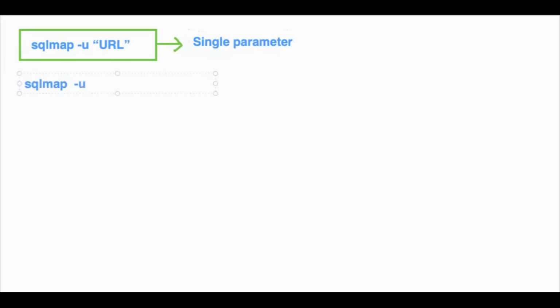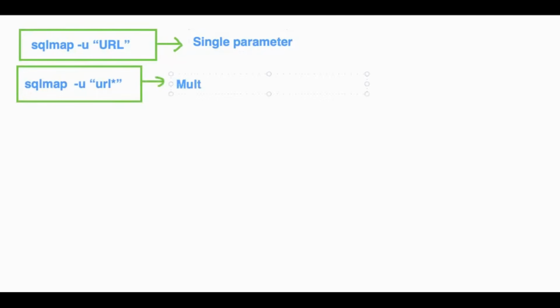So we give sqlmap -u and your URL with a custom injection marker where you want to test. So this is the command to check if you have multiple parameters. And we read about 2 or 3 options, I think.